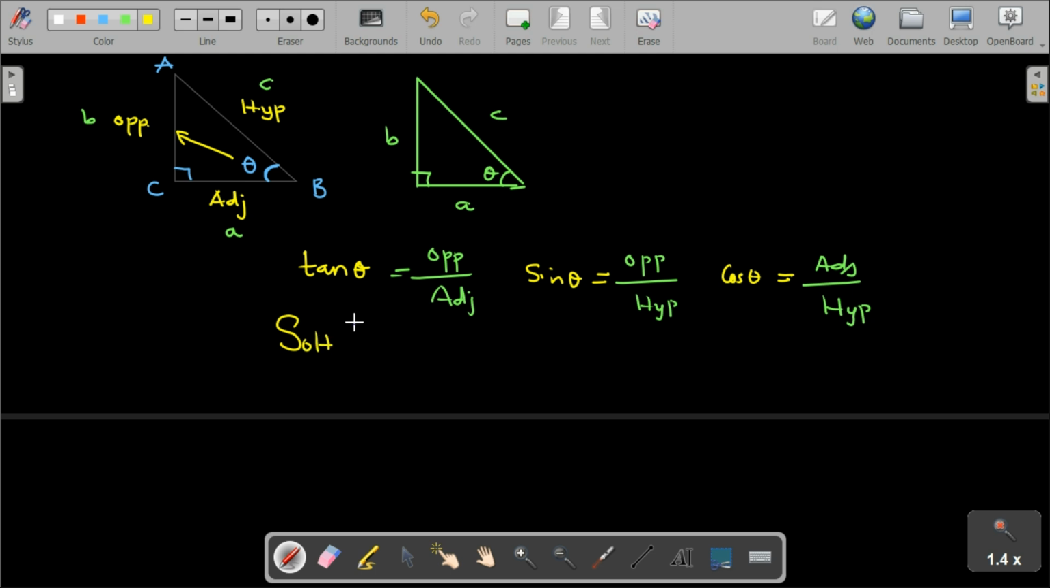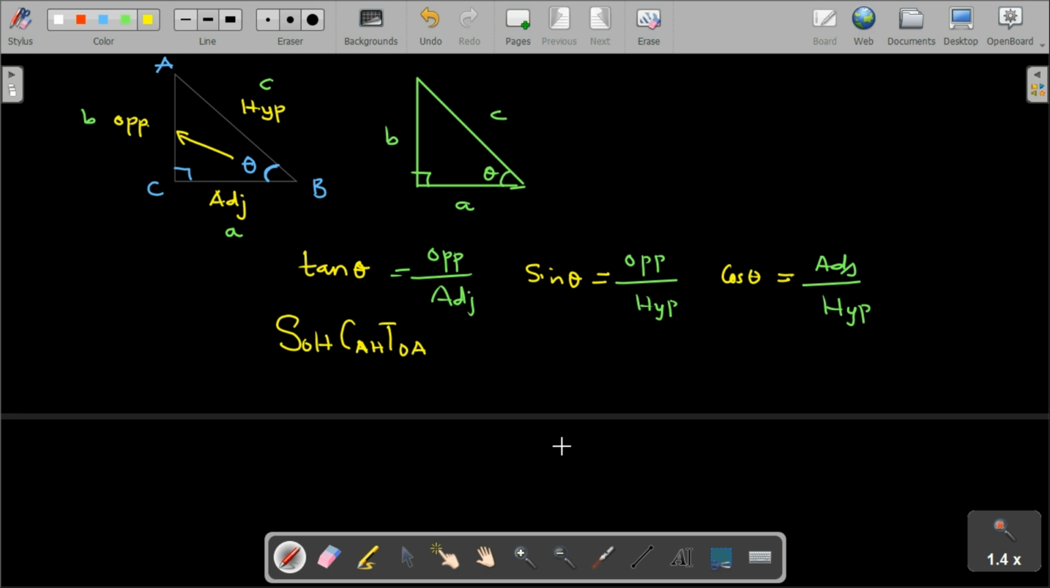So, SOH CAH TOA, which indicates that sine is the ratio of opposite to hypotenuse, cos is the ratio of adjacent to hypotenuse, and tan is the ratio of opposite to adjacent.